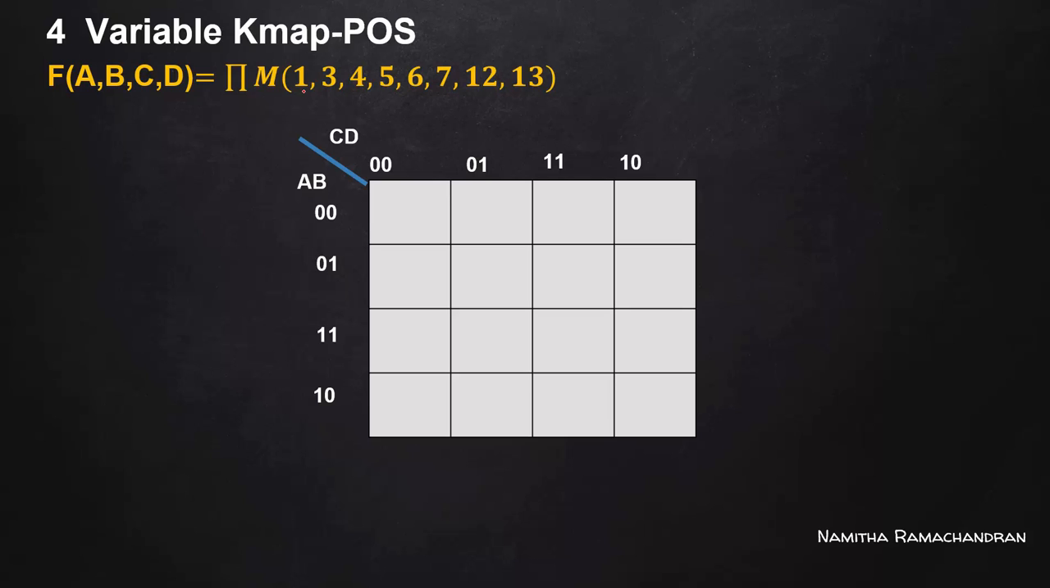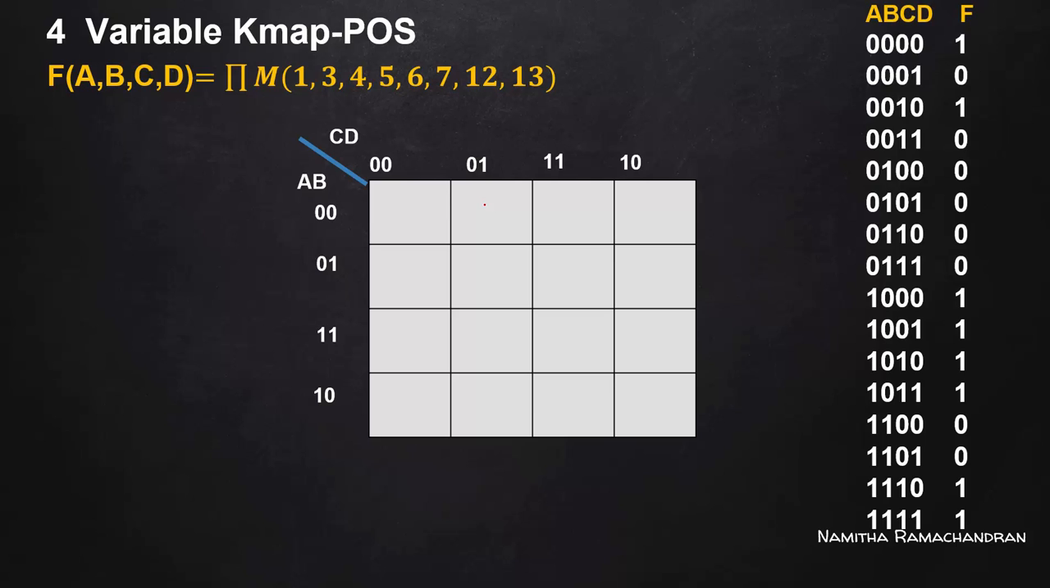For 1, we need to mark 0. 1 means 0, 0, 0, 1. So put 0 here. Next, 3. 3 means 0, 0, 1, 1. So this is one canonical form representation.